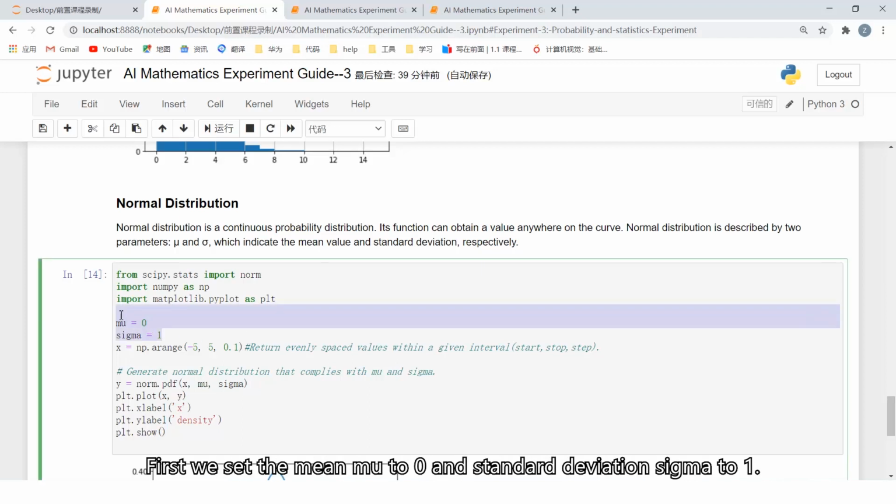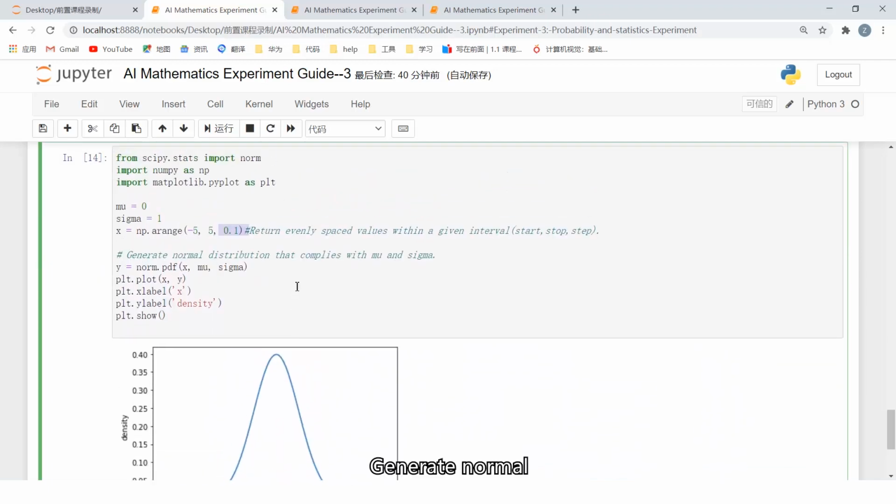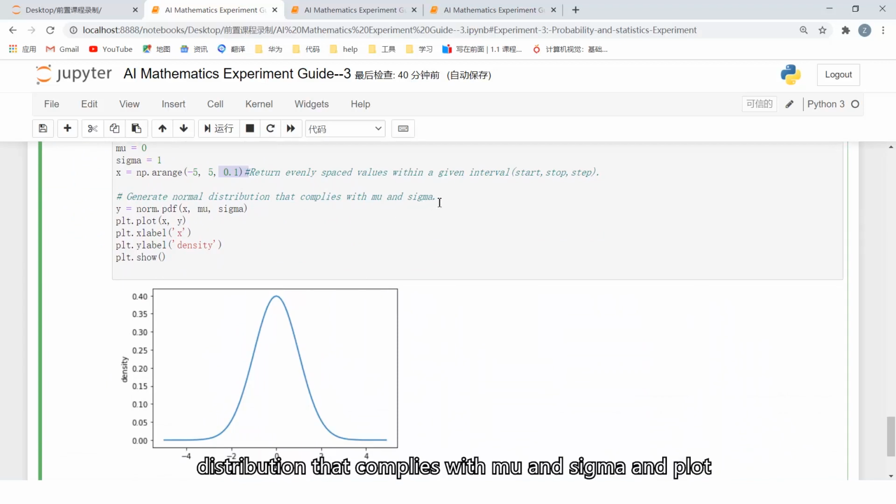First, we set the mean to 0 and standard deviation sigma to 1. Then we use the np.arange function to return evenly spaced values within a given interval from -5 to 5. The step is 0.1. Generate the normal distribution that complies with mean and sigma and plot. The following figure shows the distribution.